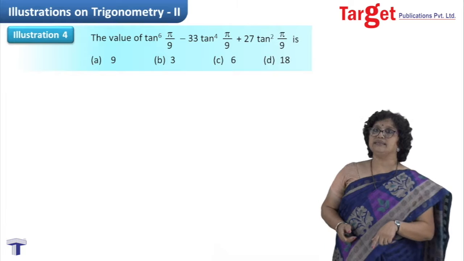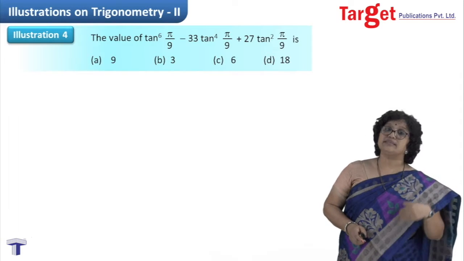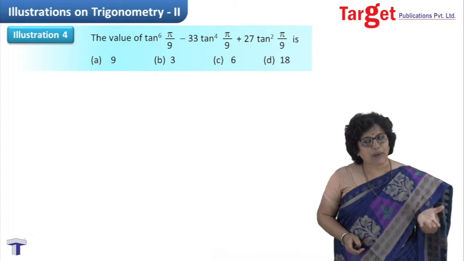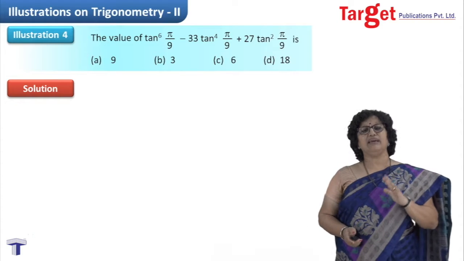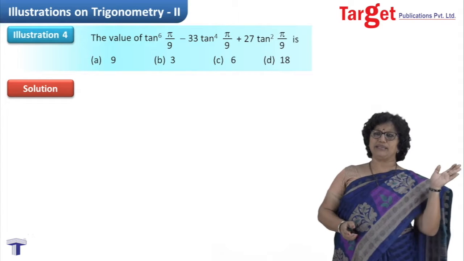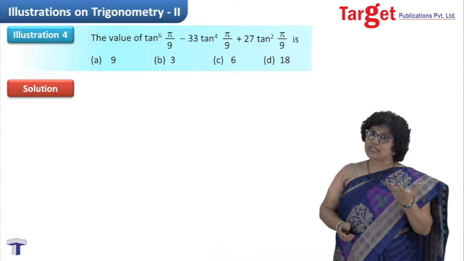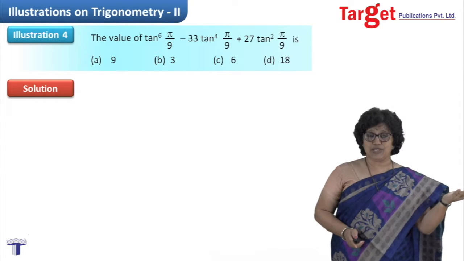And the next one is the value of tan 6th pi by 9 minus 33 times tan 4th pi by 9 plus 27 times tan square pi by 9. That we have to find. Now this question is very, very, very different from the previous ones. Here you will have to develop your skills. And what type of skills? That you should be able to club trigonometry and algebra.